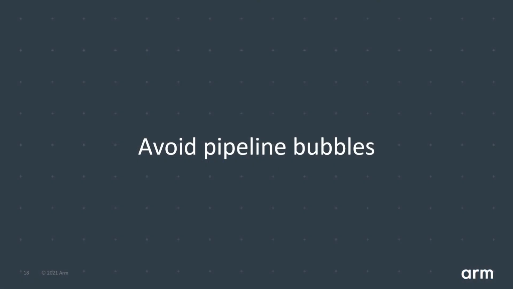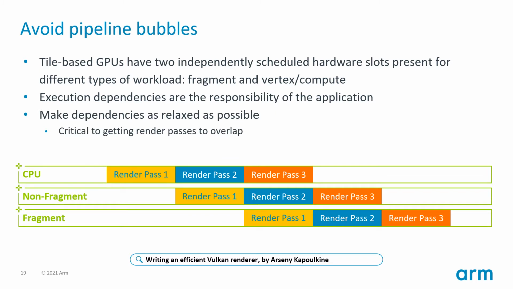We are now going to move on to pipeline bubbles. To get the best performance, the graphics stack aims to process multiple render passes in parallel, one being built on the CPU, one being vertex shaded, and one being fragment shaded. This overlapping of workloads ensures that the available processing units are kept busy all of the time.